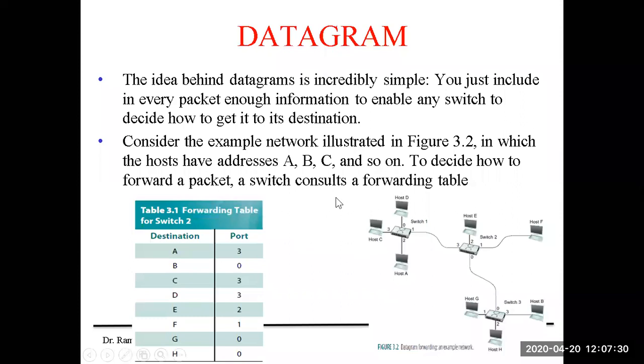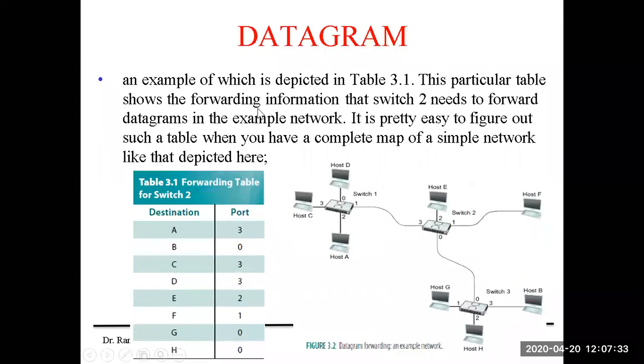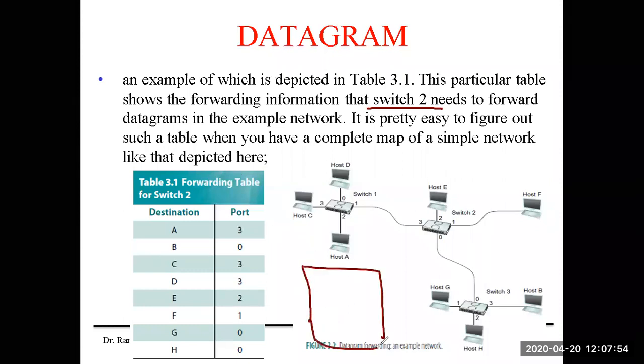Now let us look further. An example is depicted in the picture. This is the partial table showing the forwarding table at switch 2. The same thing I have explained earlier. Same way, switch 1 also maintains a table, and switch 3 also maintains a similar table like this. So it has all the nodes and how to reach all the nodes.